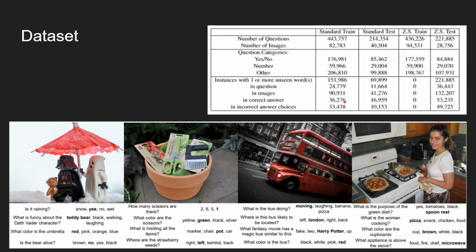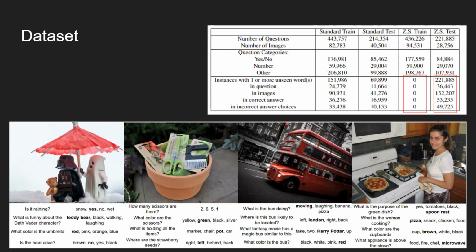To generate our zero-shot data set, we started with the standard VQA2 data set, and we randomly chose words to remove, and then we parsed the list of questions and answers to check for a matching substring. And then we remove that instance from the training data set and move that to validation.